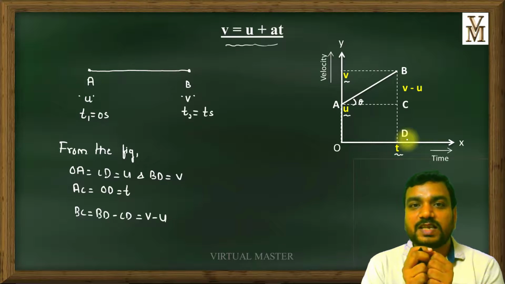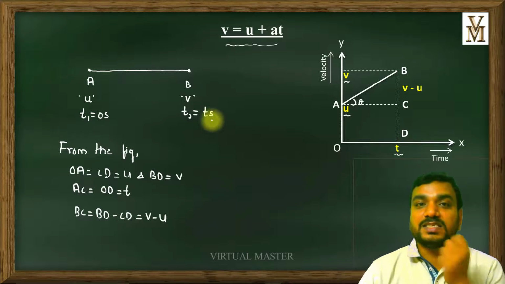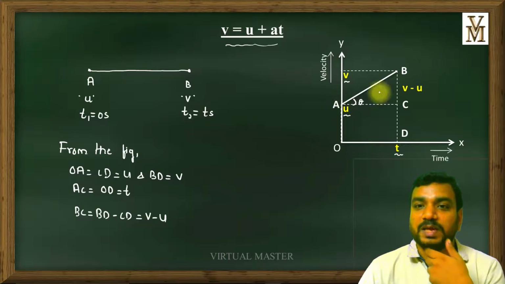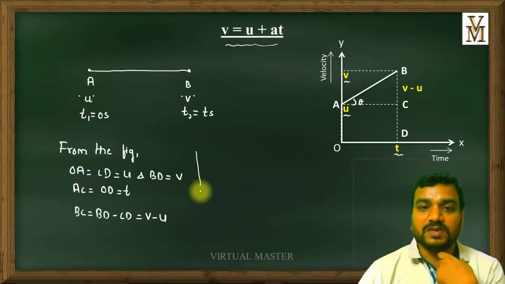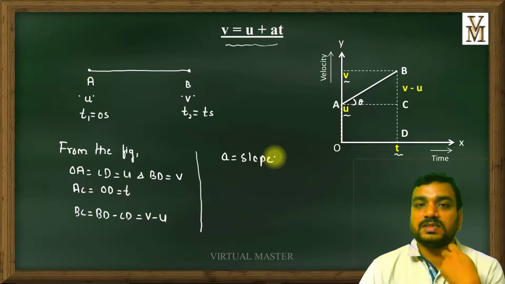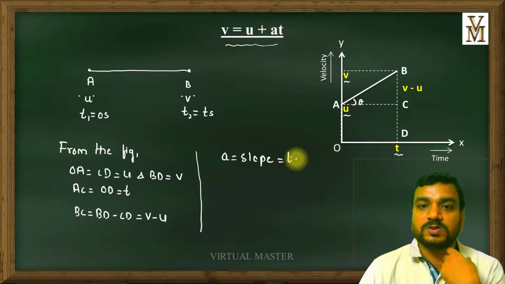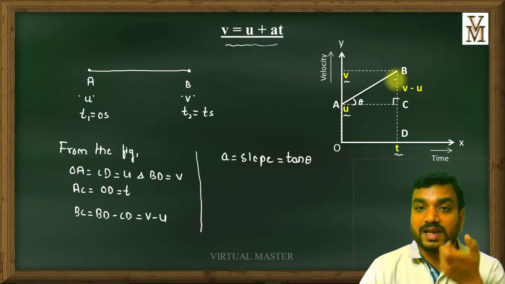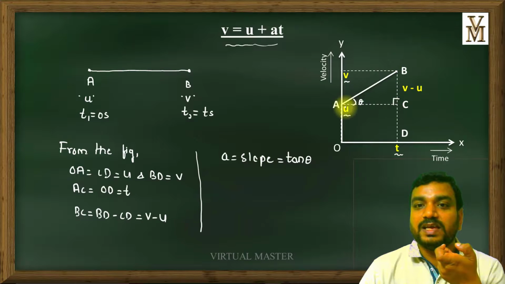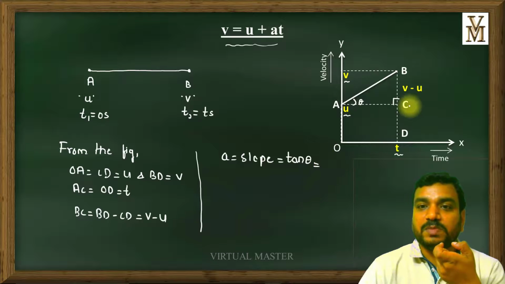While discussing the velocity time graph, we have derived that acceleration will be equal to the slope of the curve AB, right? And what is the slope of the curve? It will be equal to tan theta. And the triangle ABC is a right angled triangle, isn't it? Now tan theta in a right angle triangle will be equal to opposite by adjacent, that is BC by AC. So I can write tan theta will be equal to BC divided by AC.